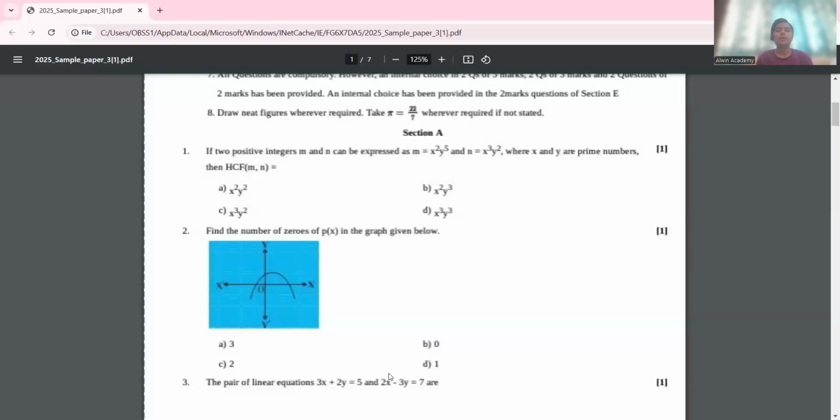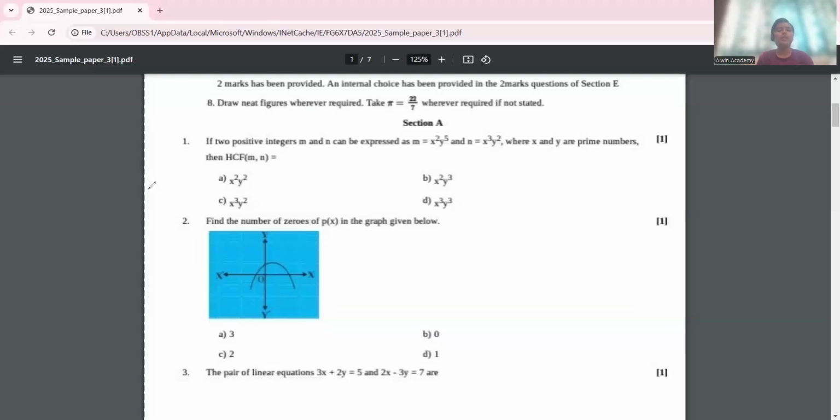The first question: if two positive integers m and n can be expressed as this and this, where x and y are prime numbers. So basically, we are given the prime factorization, we just don't know what x and y are. We have to find the HCF. Now for the HCF, we take the least power of each of these. So for x, it is x square and x cube, so we'll take x square. And for y, it's y to the power 5 and y square, so we take y square. Thus the HCF would be x square, y square, or option number A.